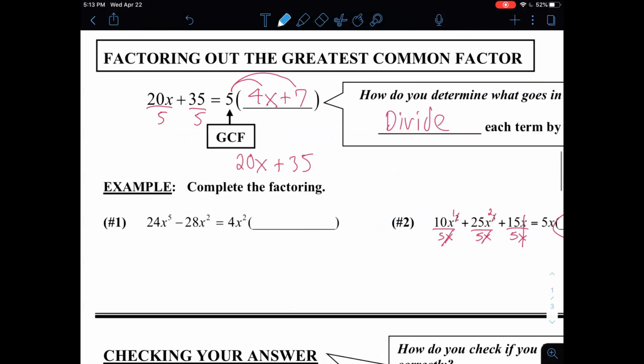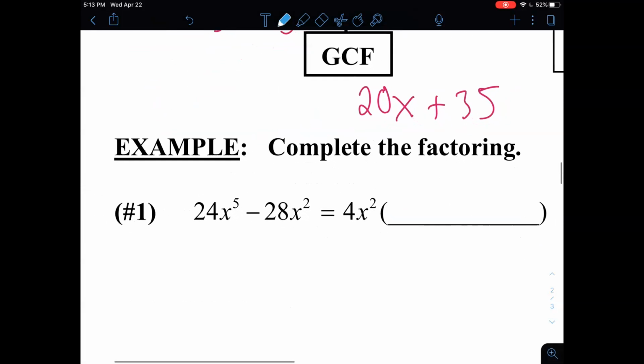All right, number 1. Okay, 4x squared is the GCF. So we're going to divide all these by 4x squared, and like I said, I'm not going to put the 4x squared underneath each of these. You just need to know that when you pull out a GCF, you're going to be dividing them all by that number. So what is 24 divided by 4 going to be? It is 6. We have x to the fifth over x squared. What's 5 minus 2 going to be? It's going to be x to the third.